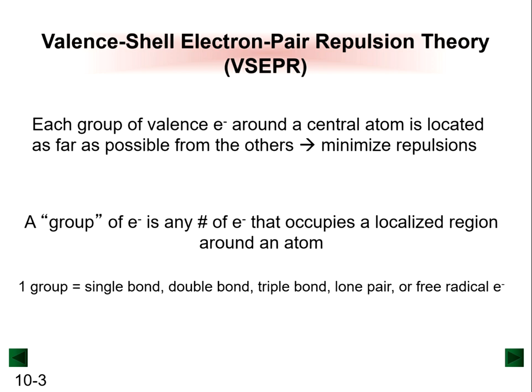Now, any group of electrons is electrons that occupy a localized region around an atom. So one group of electrons would be either a single bond, or a double bond, or a triple bond, or a lone pair, or a free radical electron, like in nitrogen dioxide. Each of those would be an electron group: single, double, triple bond, lone pair, or free radical.